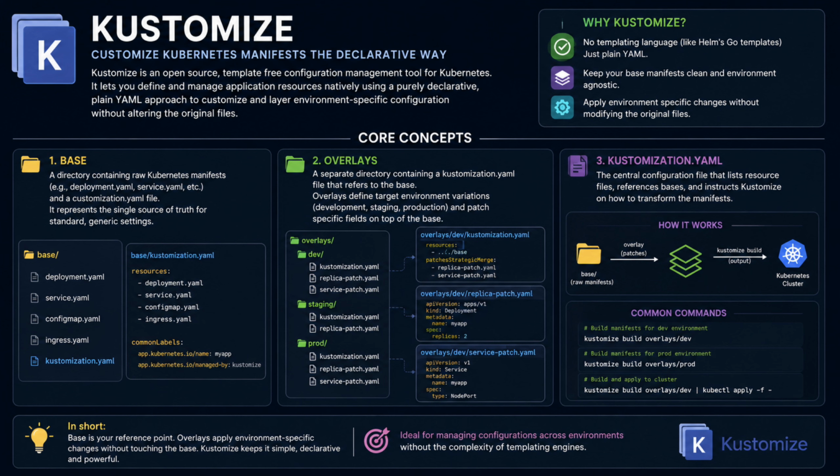Kustomize has the concepts of base, overlay, and kustomization.yaml files. These three are the core concepts. First is base. Base is just a folder in Kustomize where you keep your deployment or all the YAML files which you have already created.